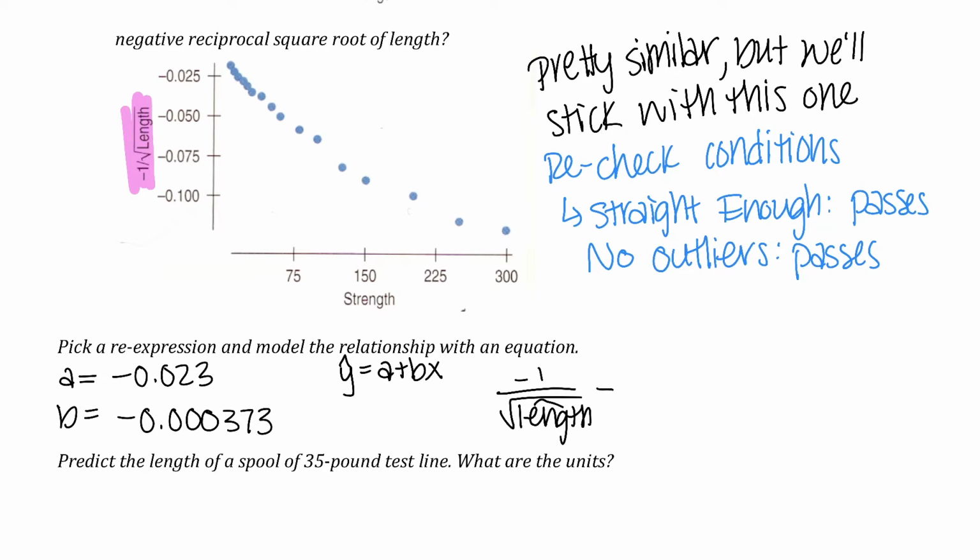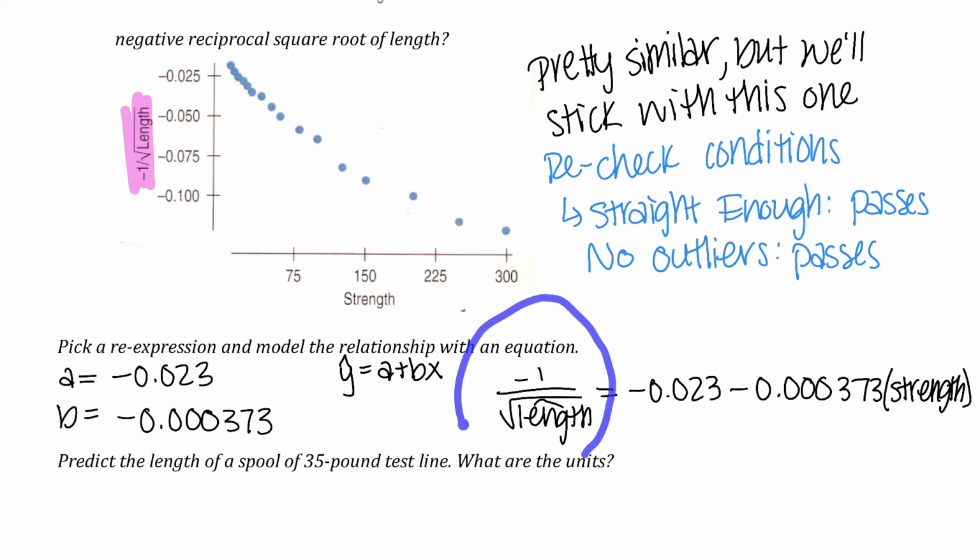Don't forget the hat. So if you're someone who types your homework, you might be thinking chapter 9, that's probably not a good idea. A is -0.023, B is -0.000373 times x, which is strength. And that's what your linear model looks like. So it's super important that you have this part here. If you don't have this part, then whoever looks at your equation isn't going to know what re-expression you did, and they're not going to know how to use your equation or interpret it. So you got to have that in there.